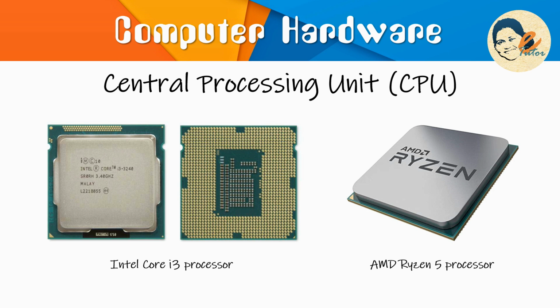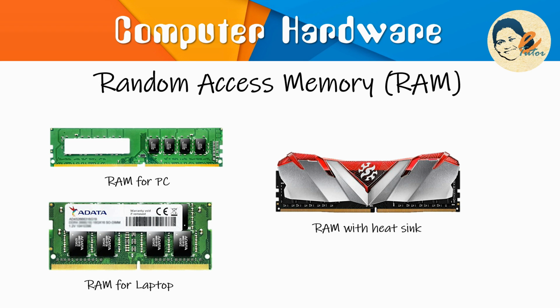A faster processor can execute instructions more quickly. Next, random access memory or RAM. RAM is the temporary storage for data and programs accessed by the CPU. RAM is volatile memory. So, whenever your computer performs calculations, it temporarily stores the data in the RAM, and it is erased when the data is no longer needed or the computer is powered off.